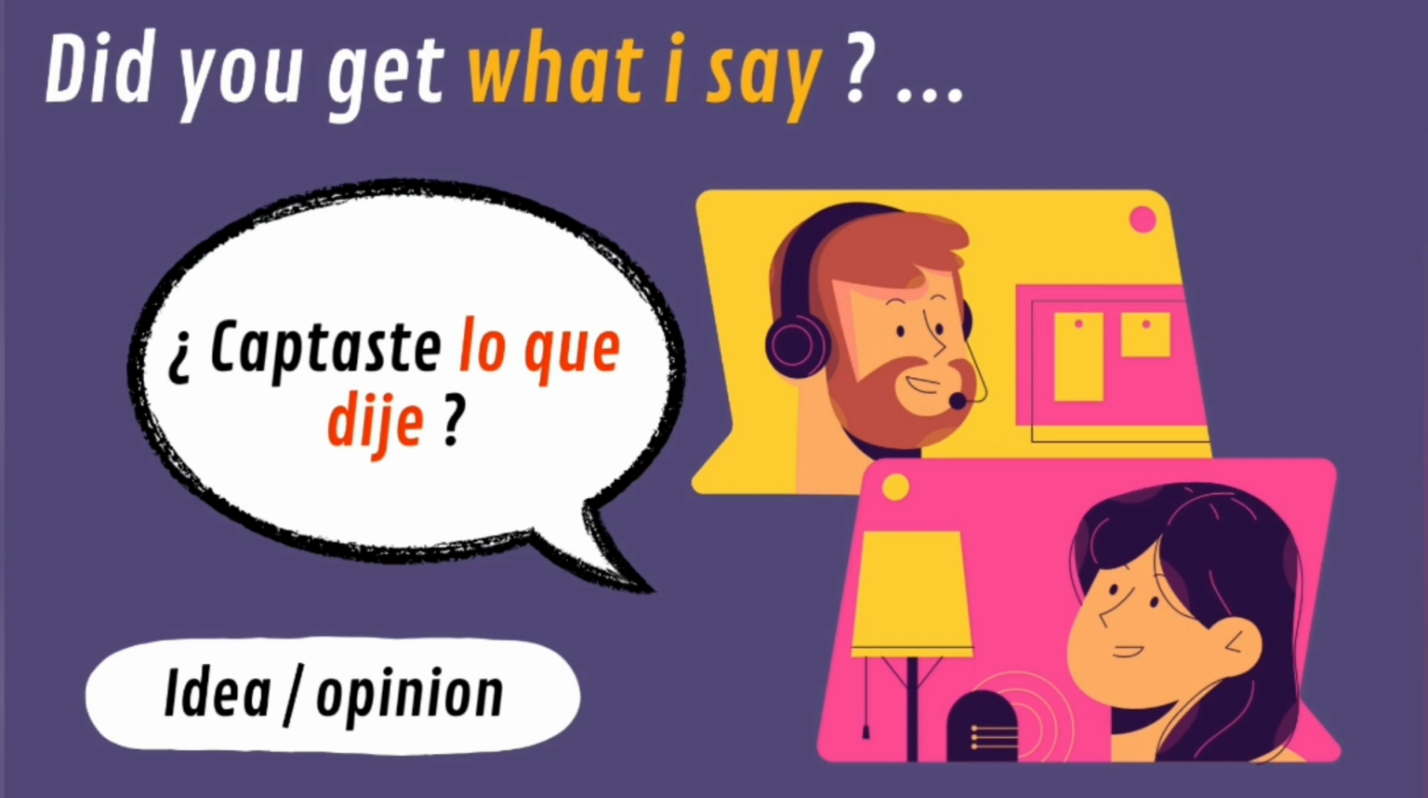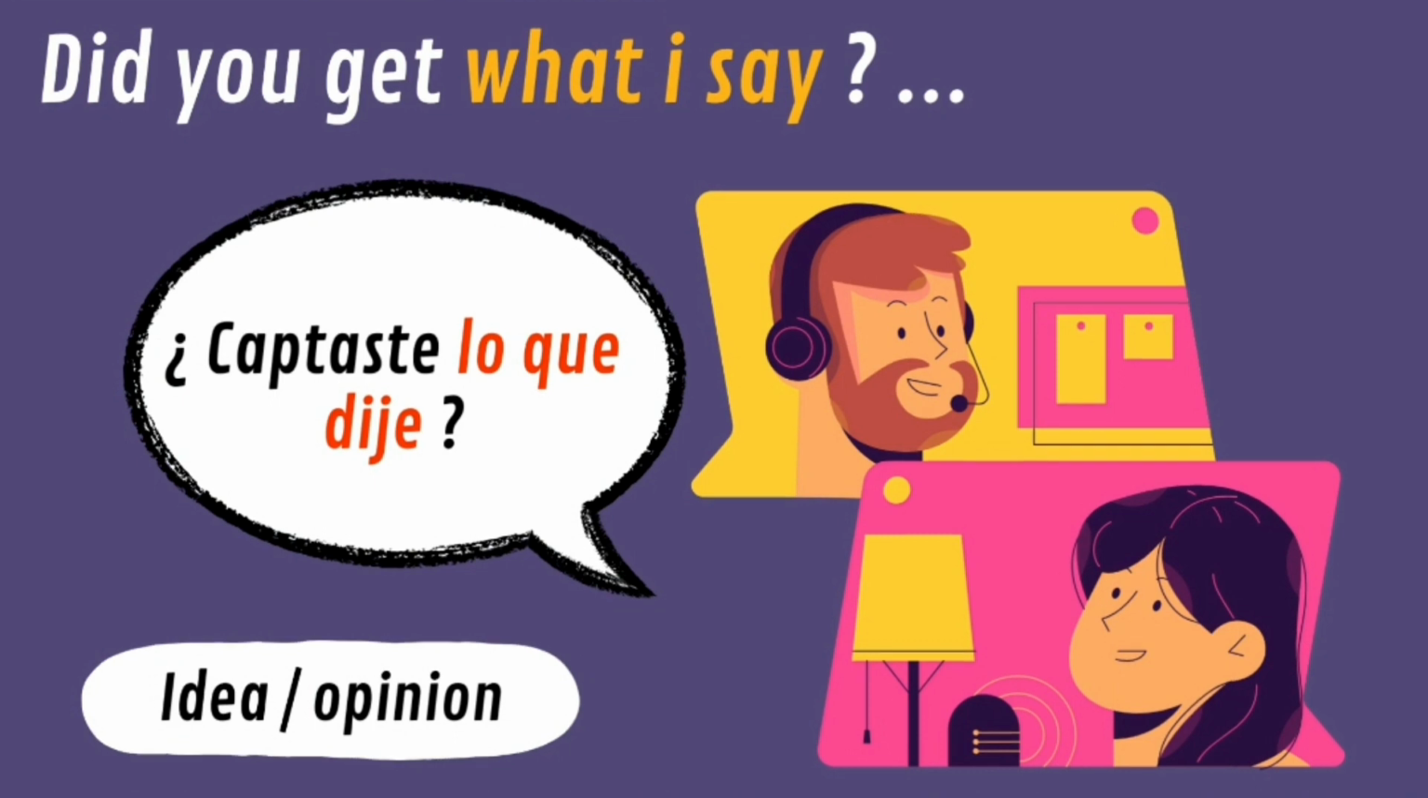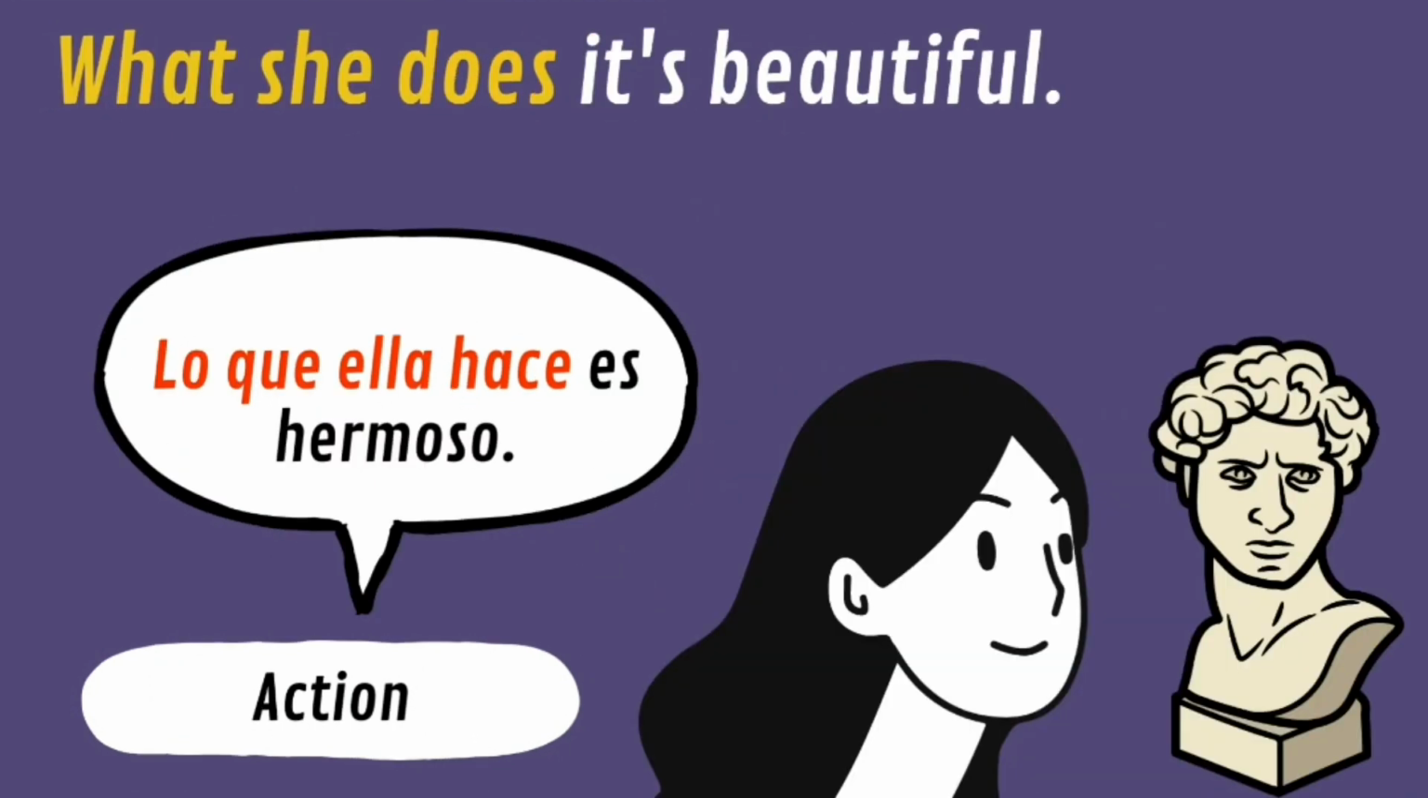All right, so now we have this other example, to express an idea or an opinion. Here we have this question. Did you get what I say? Did you get my idea, the opinion I gave about something? Okay, so to say this in Spanish, you have to say, ¿captaste? Did you get? ¿Captaste? What? Lo que I say, dije. Did you get what I say? ¿Captaste lo que yo, what I say? Remember, you can omit the personal pronoun. So you can say captaste lo que dije or captaste lo que yo dije. So remember, if you want to express an idea or an opinion, you have to use what as lo que in Spanish. Now let's see other examples with actions.